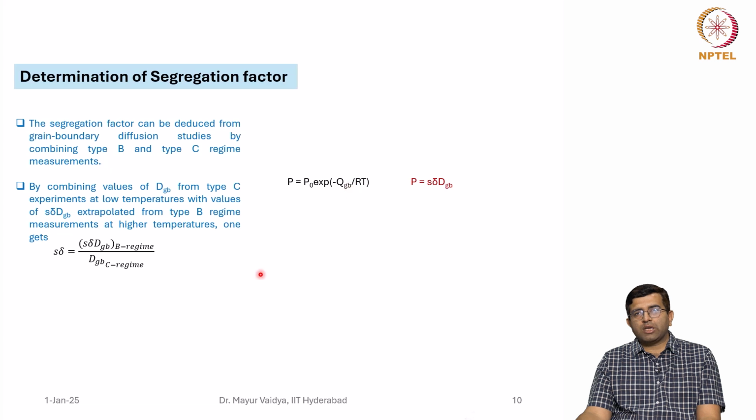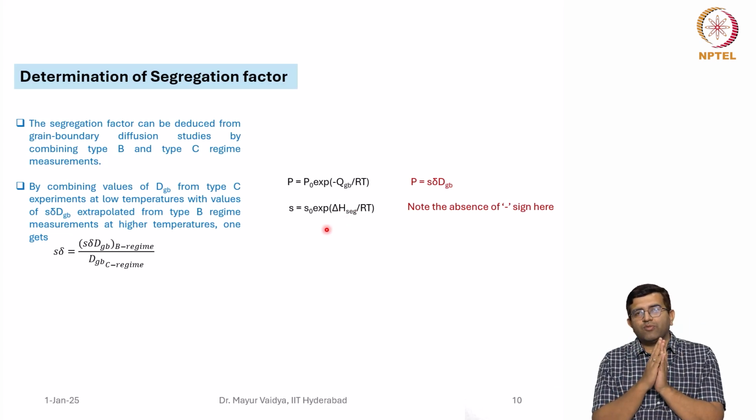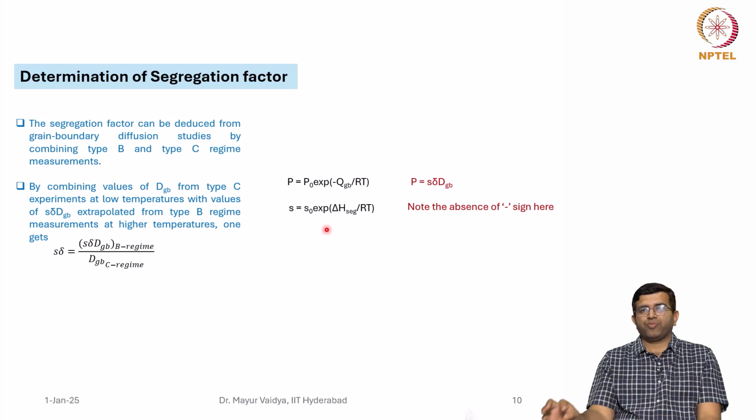So, this triple product also follows an Arrhenius relation, and similarly S is expressed as S naught into exponential delta H segregation by RT. You note the absence of minus sign here. It is not a typing error, it is like that. It is an activity question for you to think why the positive sign is here. Usually we are used to seeing a negative sign whenever there is exponential by RT, but in this case there is a positive sign. Think about why the negative sign does not come into the picture here.